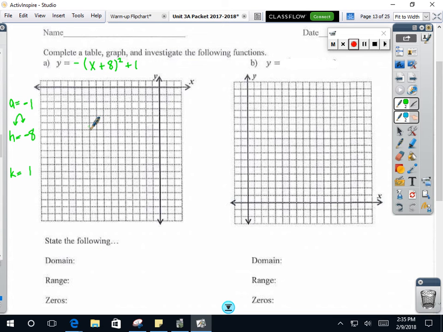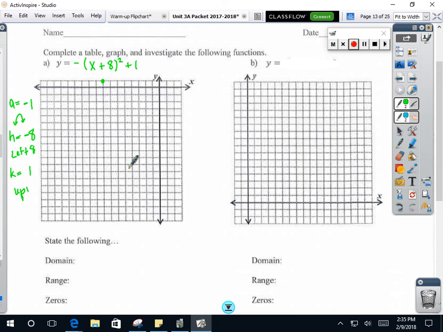Okay. What does H being negative 8 cause the parabola to do? Left 8. What does the k being positive 1 do to the parabola? Up 1. So we can go ahead and graph our vertex by leaving the origin and going left 8, up 1. So 1, 2, 3, 4, 5, 6, 7, 8, and then up 1.